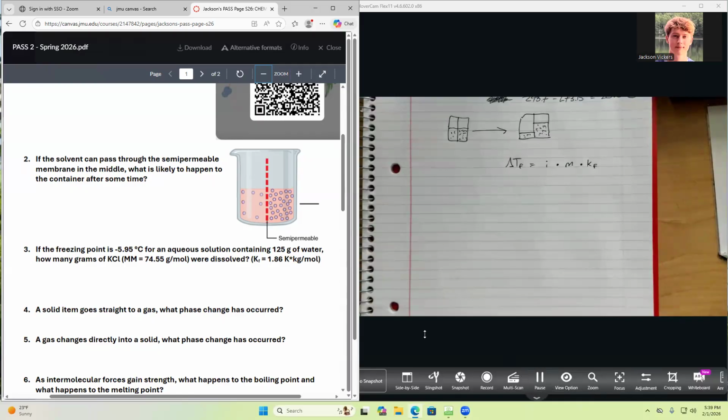So spend a few minutes working on this one. If you get stuck, don't worry about it. This one's a little bit trickier.